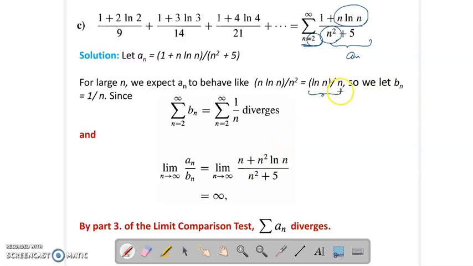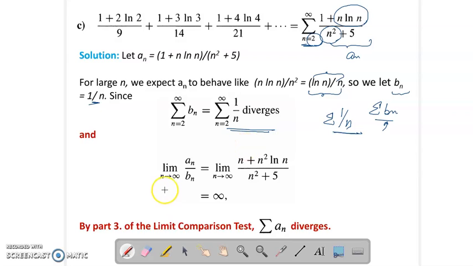So here we will not choose bn equal to ln n upon n, because we should choose bn in such a way that the behavior of this series is known by just looking at the series. This is that simple series. So rather than choosing bn equal to ln n upon n, we will choose it equal to 1 by n, and we know that this series is a divergent series. So choose bn equal to 1 upon n, and this series diverges by the p-series test.